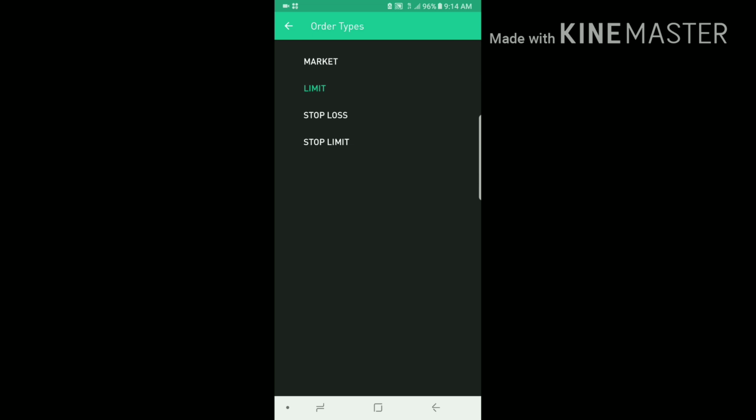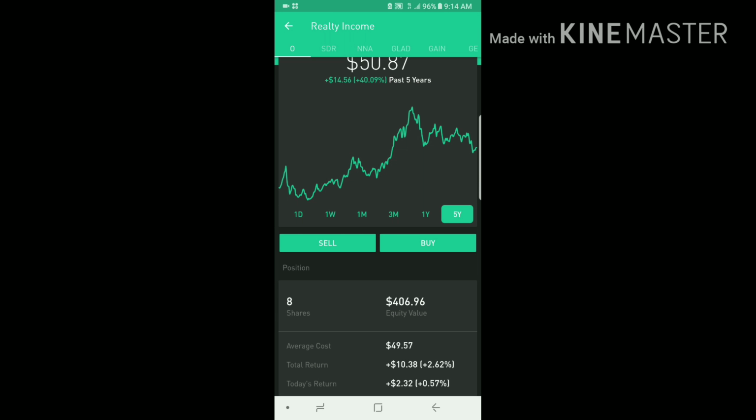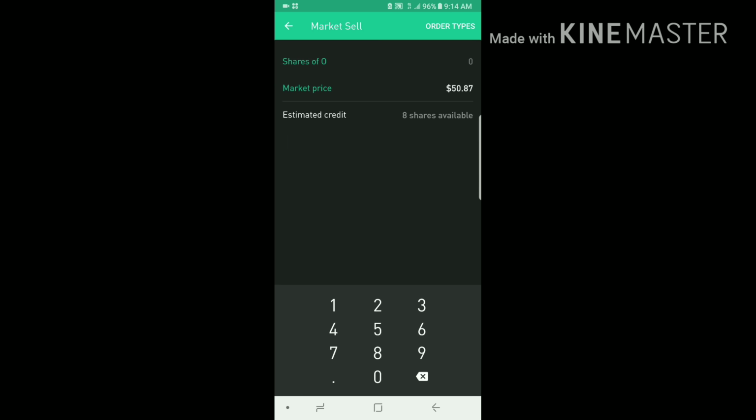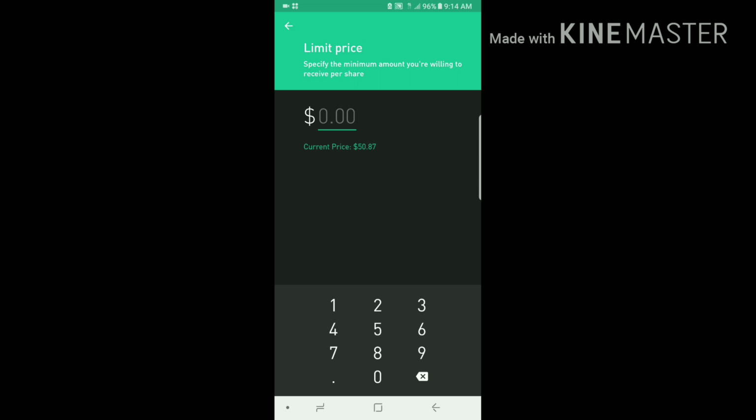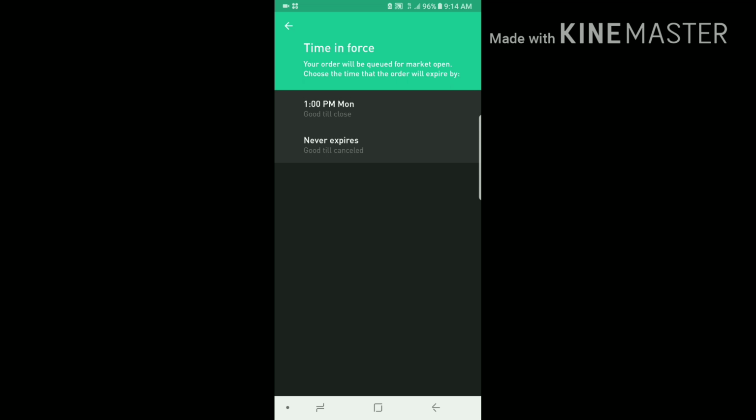Same thing with the sell. If you own the stock, let's say I think it is going to reach $52, I'll put order, then I'll put limit. Same thing, you just want to put limit. I'll put 52, so at 52, I'll sell. It'll ask how many shares I want to sell. And when it hits 52, if I want to sell all of them, I just put all 7 shares.